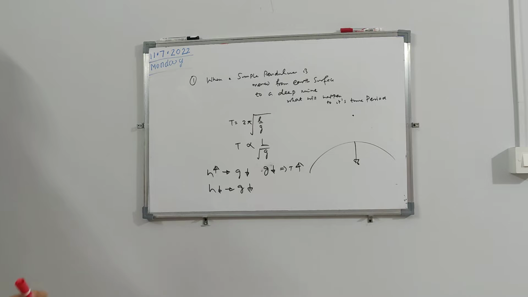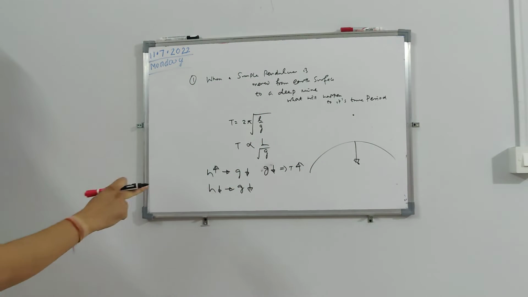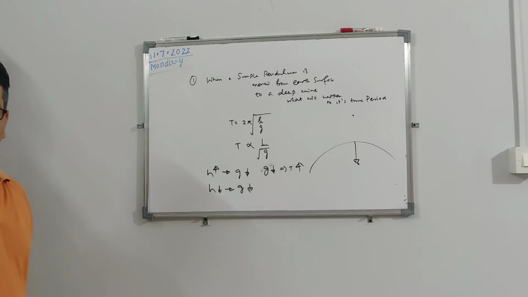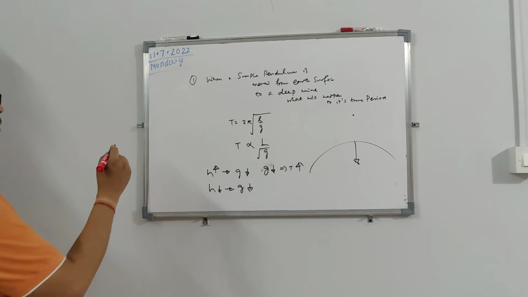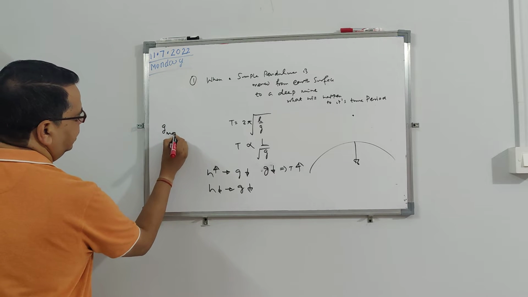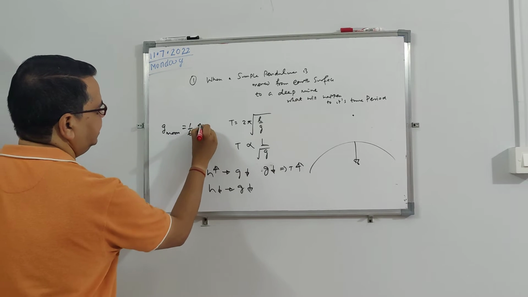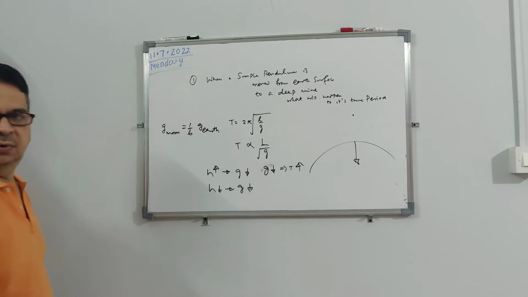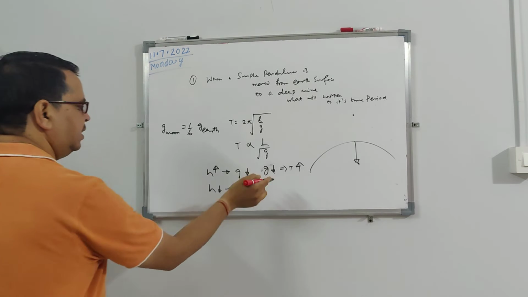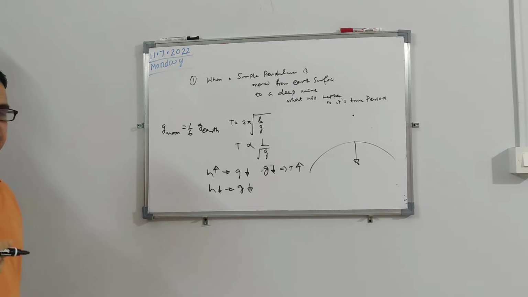Okay. So if the same question asks that somebody takes the pendulum to some more height, then also the time period will increase, because in that case also G will decrease. There can be another question, like if you take the pendulum to the surface of the moon. G on the moon is 1 by 6 times G on earth, that you know. That means there also the G value has decreased. So the time period of the pendulum on the surface of the moon will also increase.